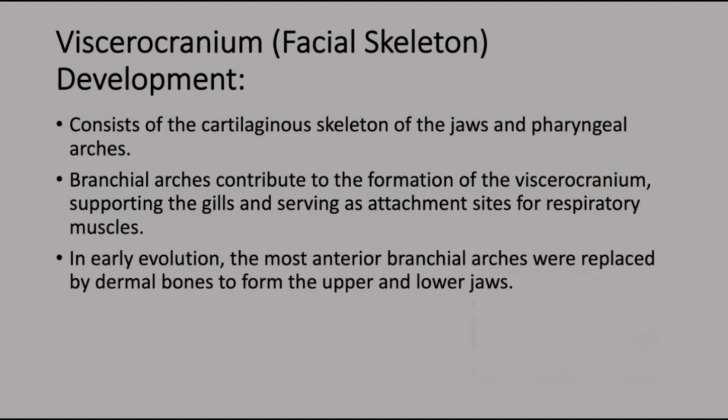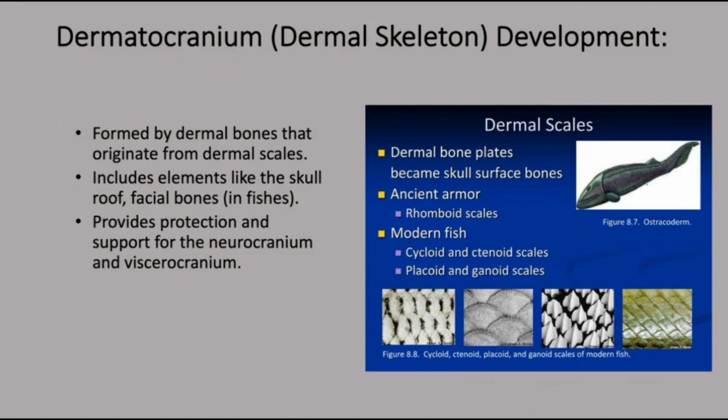And as we said, they are attachment sites for respiratory muscles, so that their gills are basically opening up and closing whenever the fish needs to take in water and take oxygen out of that water. In early evolution, the most anterior branchial arches, so the ones at the top, were replaced by dermal bones to form the upper and the lower jaws. Again, this is something that we're going to explore in the next coming syllabus points.